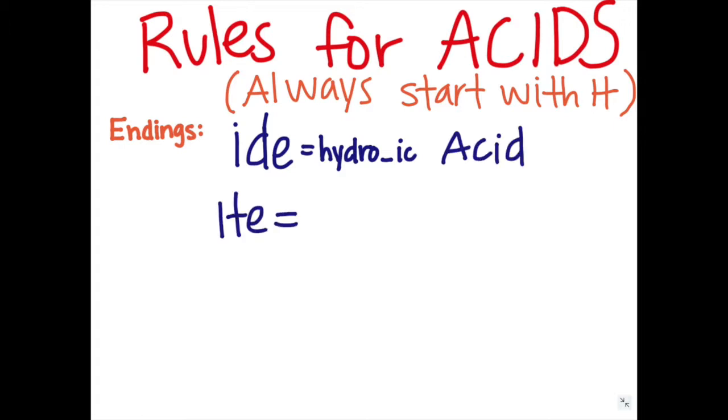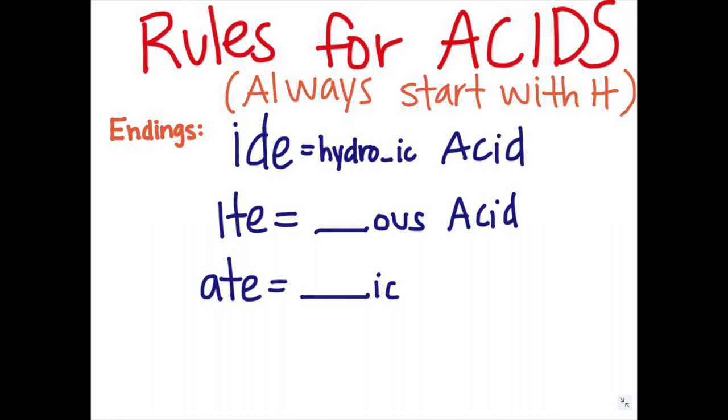If it ends with ITE, you write the name of the element or a polyatomic ion and it ends with -ous. And remember to add the word acid. If it ends in ATE, you will write the name of the element or a polyatomic ion and it will end in -ic, and remember to put the word acid.